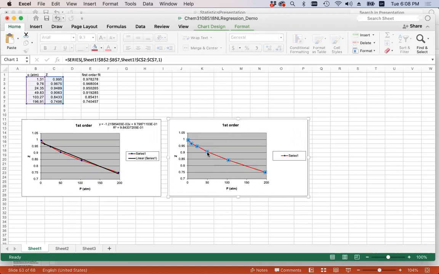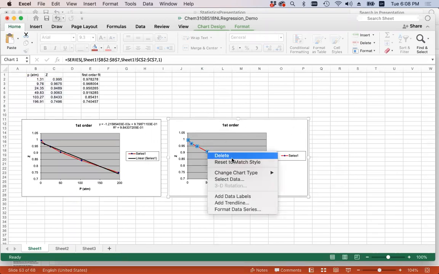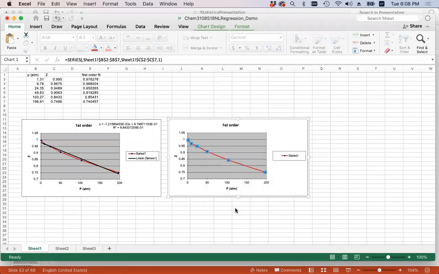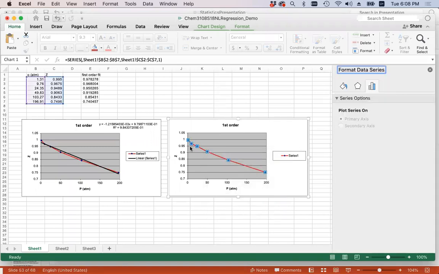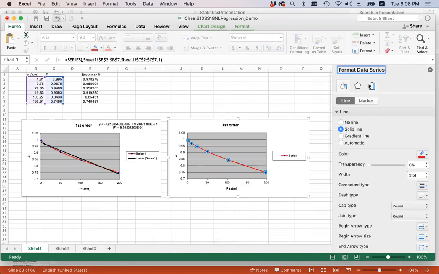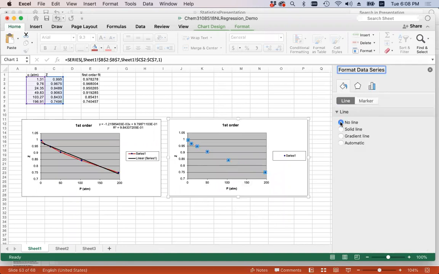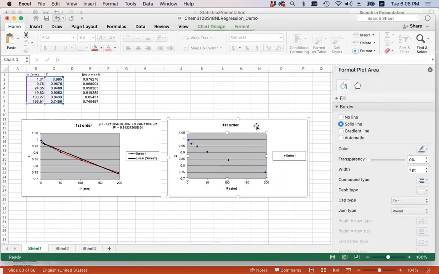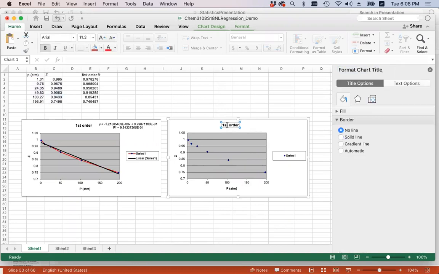I'm also going to change the way that this data set looks. I'm going to go to Format Data Series, and I'm going to get rid of the lines between the points. So I'm going to set no line. And then here's where I want to do a second order fit. So I'm going to change the title to second order.